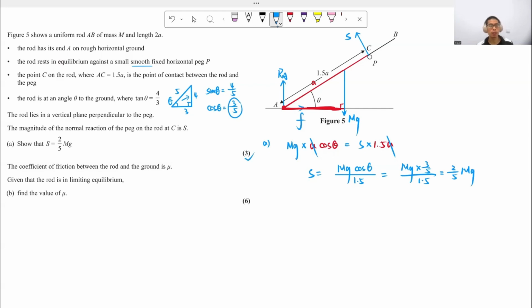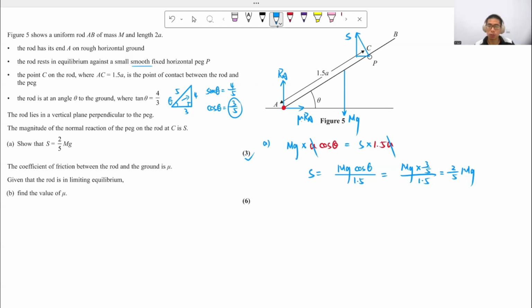6 marks. And then the coefficient of friction between the rod and the ground is mu. Given that the rod is in limiting equilibrium, find the value of mu. Because it is in limiting equilibrium, friction has to be equal to mu R, so mu RA. Then we can resolve everything either in the vertical direction or the horizontal direction, because we only have 4 forces. 3 of them are either vertical or horizontal. Only S is not, so resolving S will make everything easier.